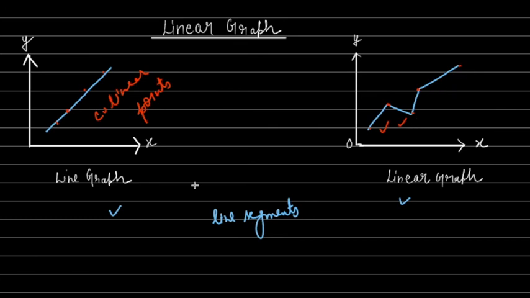That's the very minor difference between the line graph and linear graph: in a line graph, all the points are collinear. They lie on the line. For the linear graph, it is made up of line segments, but all the points are not necessarily collinear. So this is how we have studied all types of graphs.